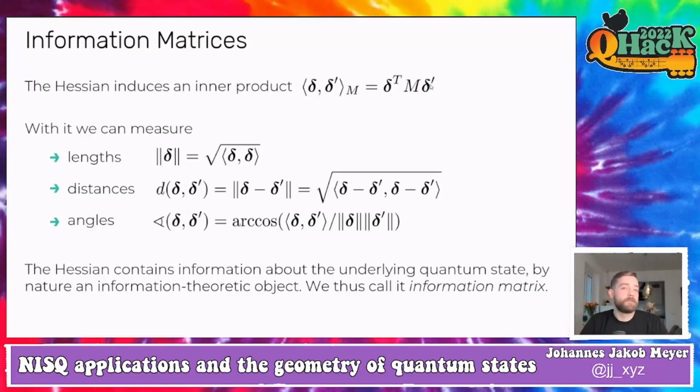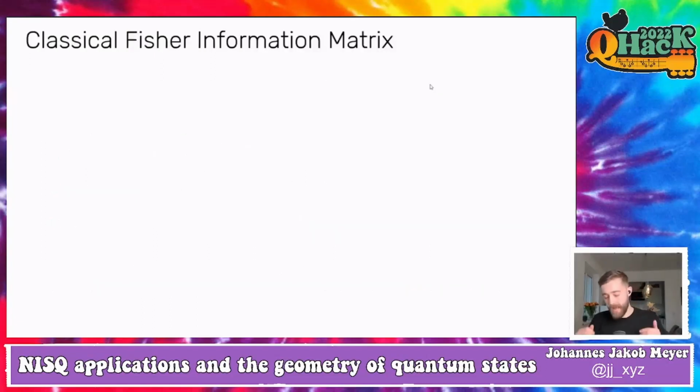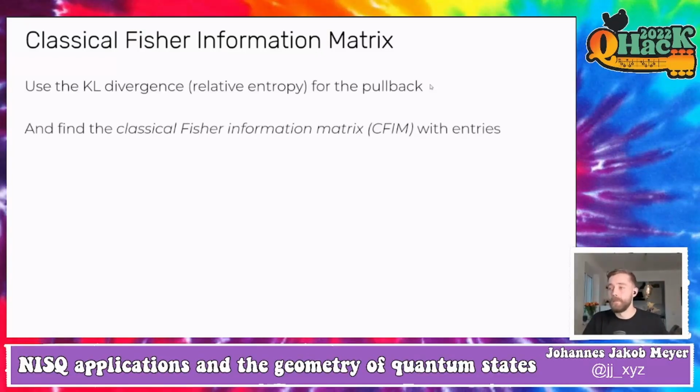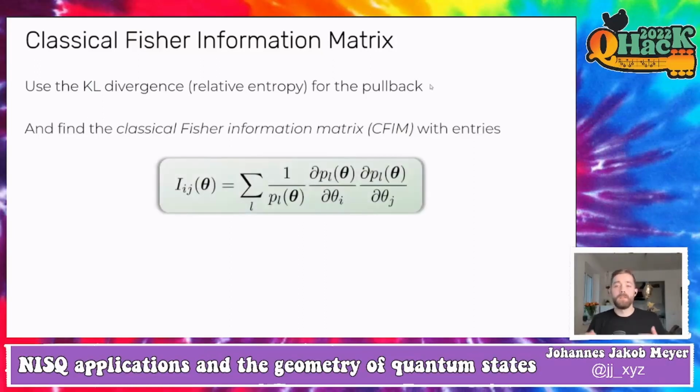Now, the first information matrix I want to introduce you to is the classical Fisher information matrix. It happens if we look at the output probability distributions. So we use the KL divergence for the pullback, the relative entropy between the output distributions, perform this whole process of doing the second order expansion, and what we get then is the classical Fisher information matrix. I now call this matrix I because this is what you will find in the literature, but it's the same as M before if for this distance we use the KL divergence.